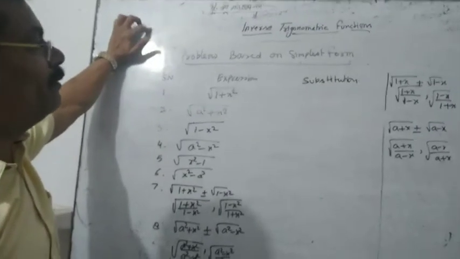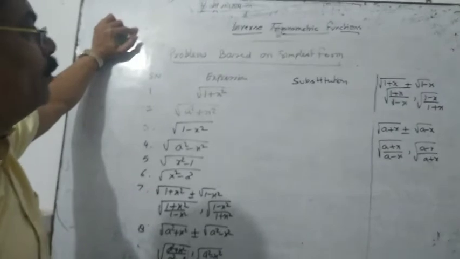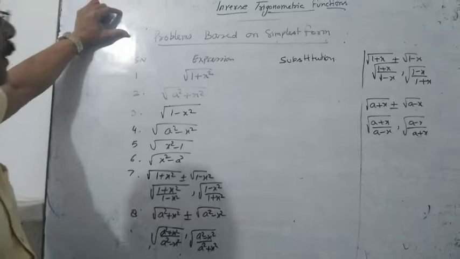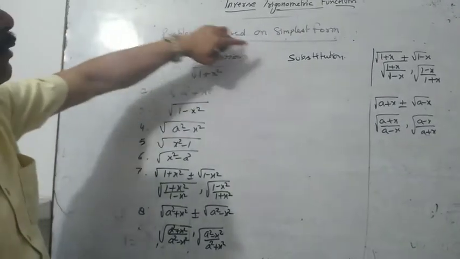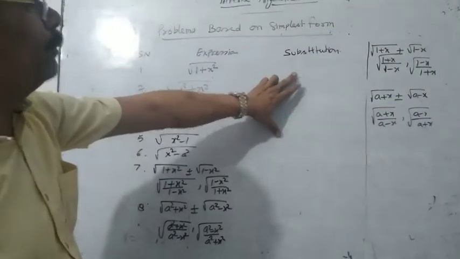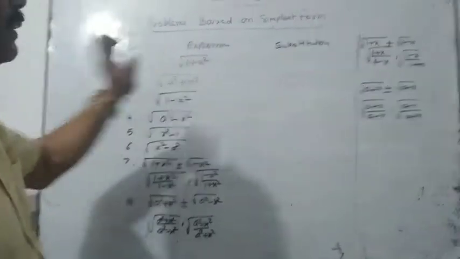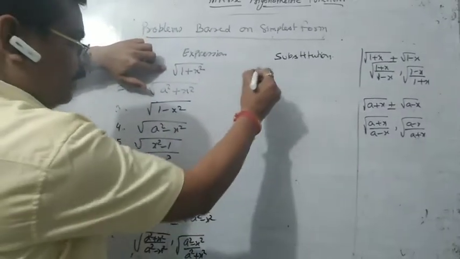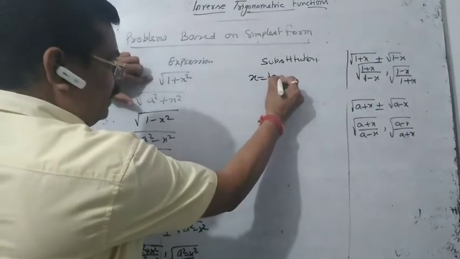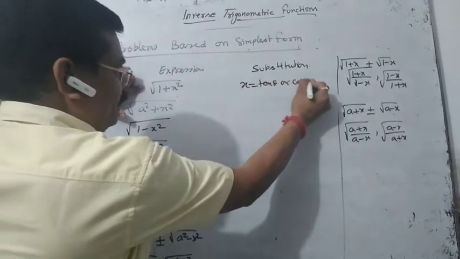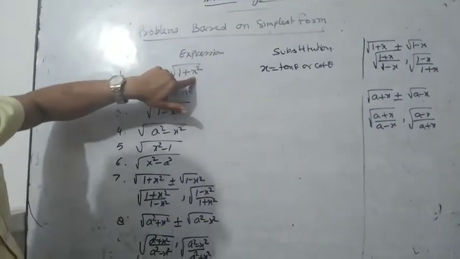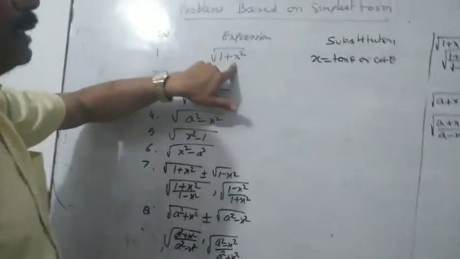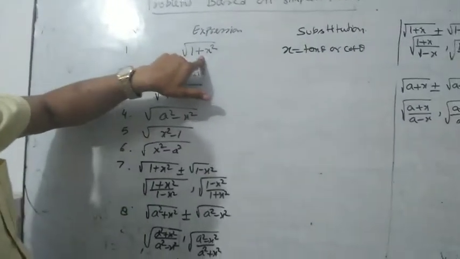And the last part of inverse trigonometric functions is how to convert an inverse function into its simplest form. The first column is the serial number, then the expression, then what substitution should be put to convert it into the simplest form. For root of 1 plus x square, put x equal to tan theta or cot theta. 1 plus tan square theta is sec square theta, meaning sec theta. 1 plus cot square theta is cosec square theta, meaning cosec theta.